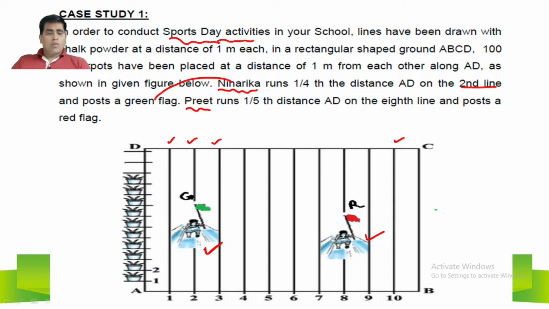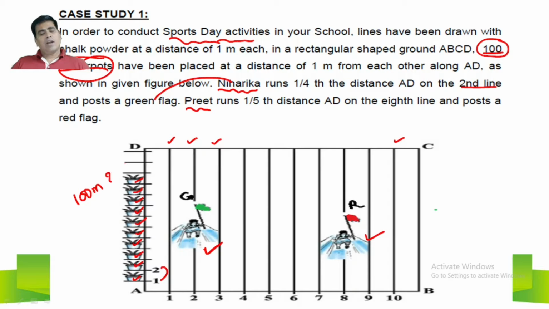Now, one more important thing is that all these are flower pots. Each flower pot is 1 meter apart. They have been placed in such a way that the distance between each of them is 1 meter. From first to second it is 1 meter. So along AD they have placed 100 flower pots. This is very important: 100 flower pots, the total distance it is covering along AD is 100 meters.